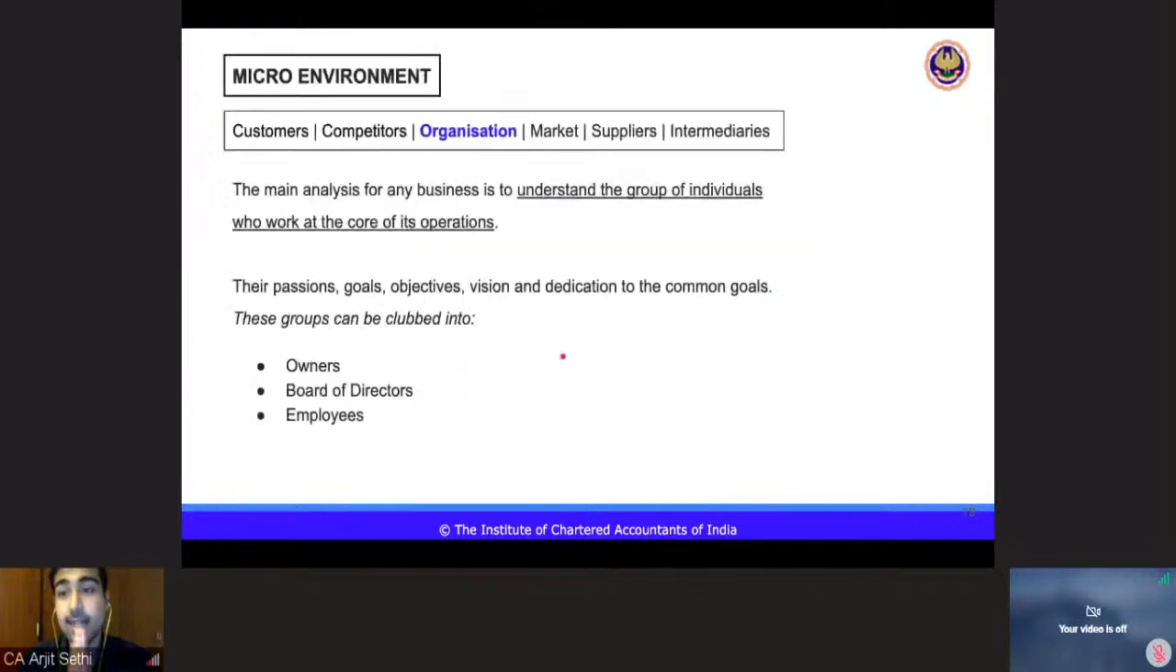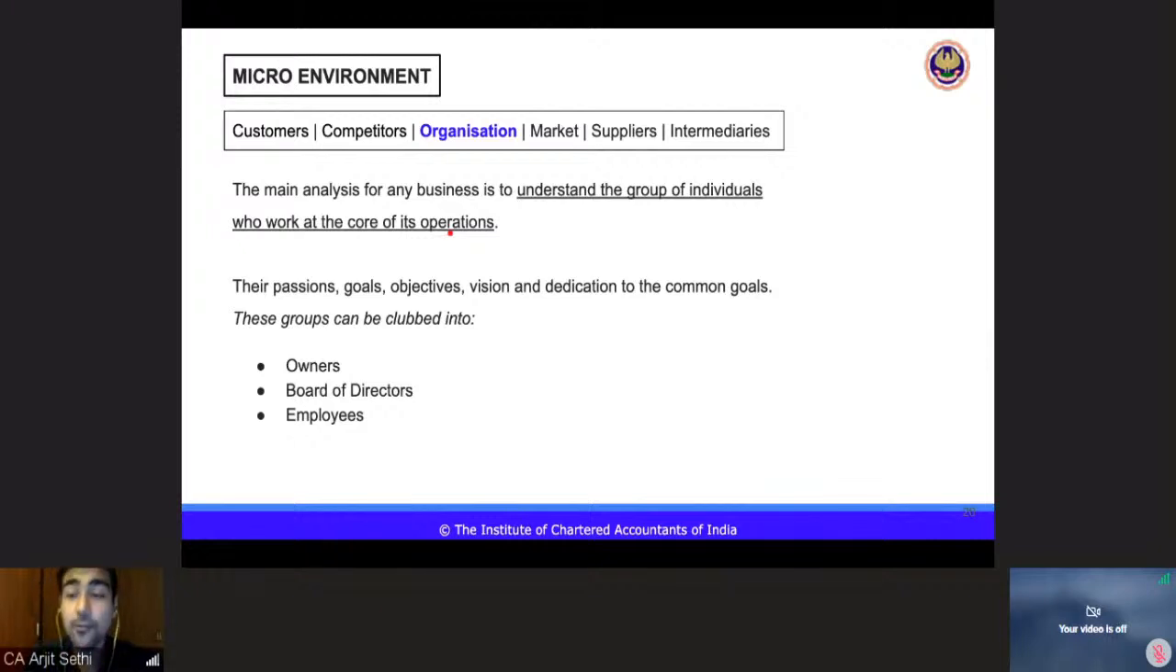Coming to the next component in micro environment is organization. We talked about customers, consumers, and we talked about competitors. Now we are going to talk about organization. What is organization? The main analysis for any business is to understand the group of individuals who work at the core of its operations. Core means center, the important part, right? So understand the group of individuals who are working at the core of its operations.